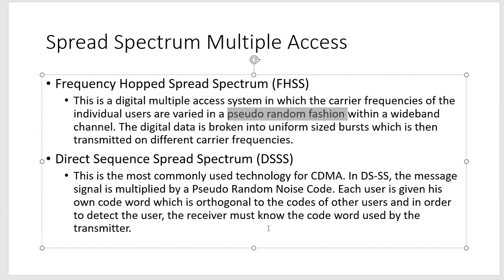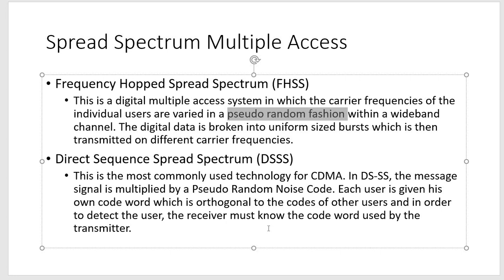Using this pseudo-random noise code, the code is multiplied with the message. Each user is given their own code. So in code division multiple access with direct sequence, each user has their own code, which is orthogonal to the codes of other users, and this is what allows the users to be detected. Each and every user has its own code.